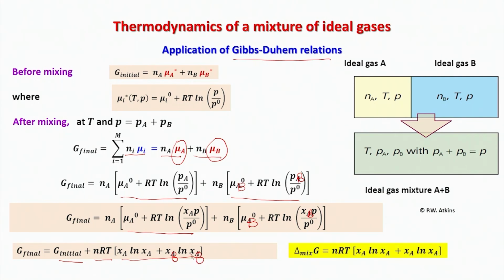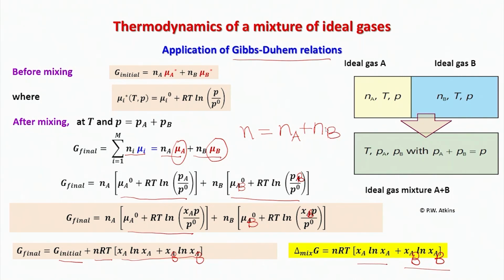Therefore, in general, I can write that delta G mixing, which is G final minus G initial, is equal to nRT into xa ln xa plus xb ln xb. So what is small n here? Small n is nothing but Na plus Nb, the total number of moles of the two ideal gases present in the system.